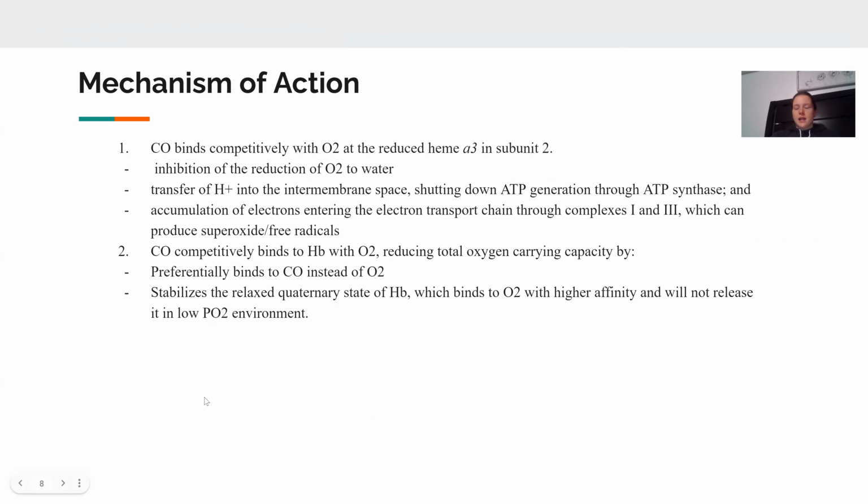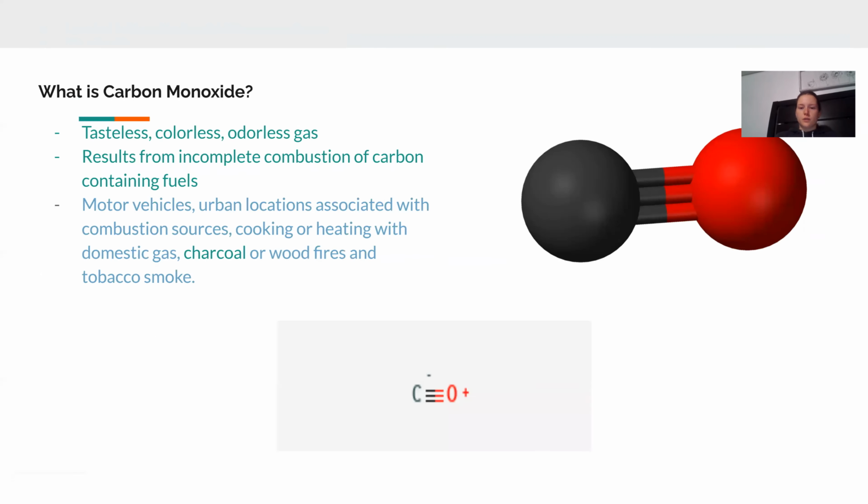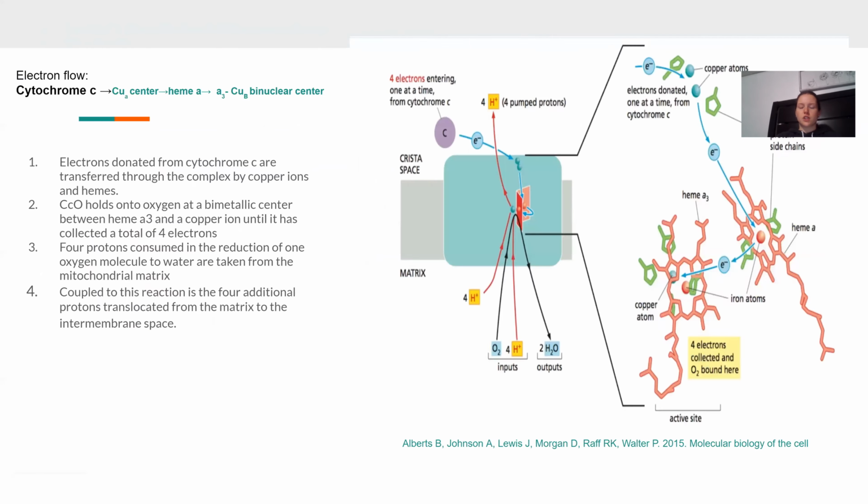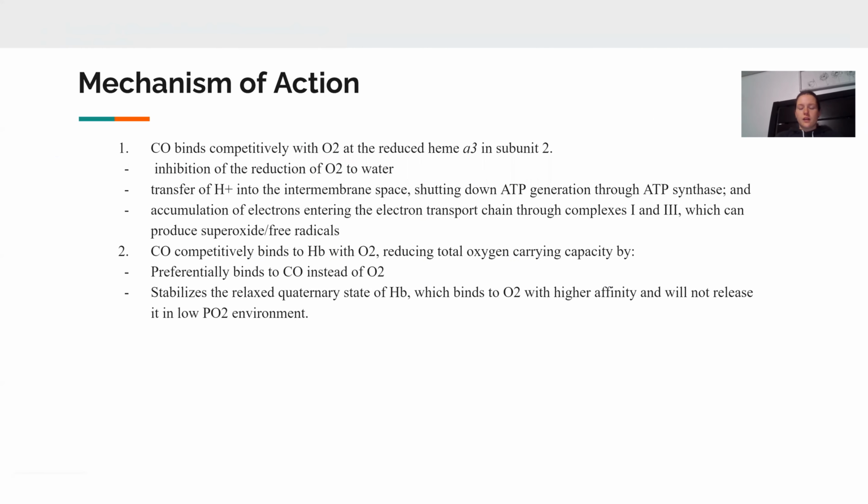So, as previously stated, carbon monoxide inhibits cytochrome C oxidase. And this is because if we go back to subunit 2, that is the primary electron acceptor region. At this region, carbon monoxide binds very tightly to iron in the heme A3 and subunit 2.